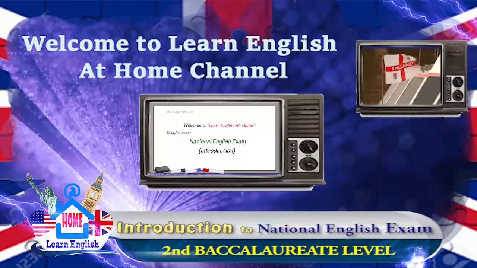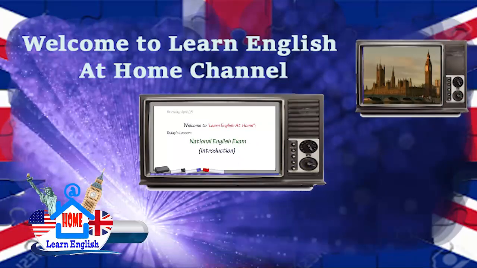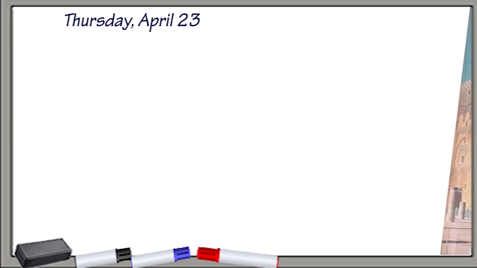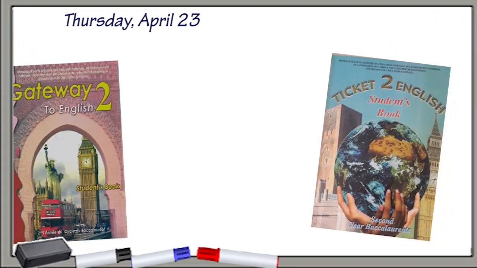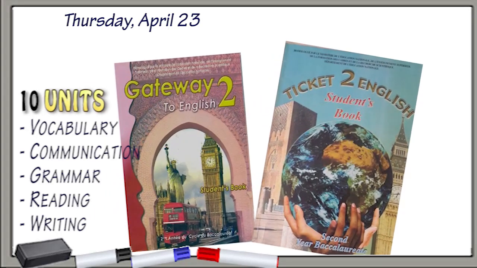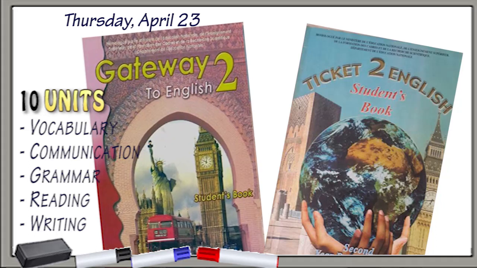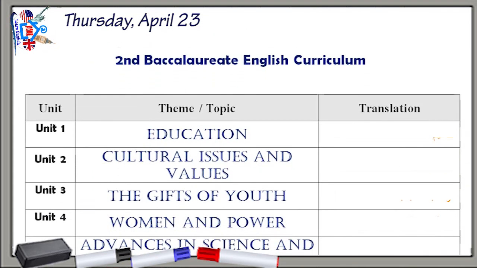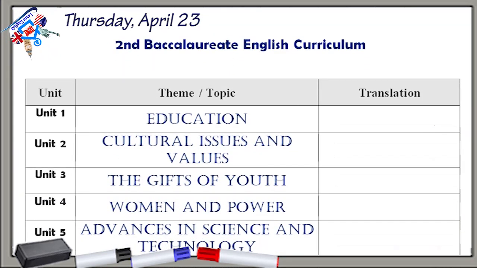First thing first, I want to clarify that Moroccan students of the second year baccalaureate study in one of the books, Gateway to English and Ticket to English. Both books consist of 10 units, which target almost the same lessons in vocabulary, communication, grammar, reading techniques, and writing. There exists a list of lessons regarding these skills that we shall highlight in future videos. Let me now introduce to you those units.